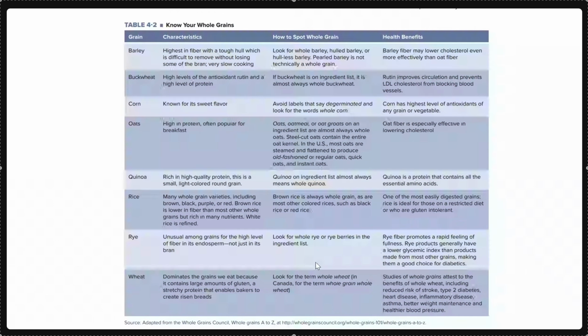So we have buckwheat. Buckwheat is also a nice one. When it is whole, it is normally very high in antioxidants. So it's a very good grain in cases of cardiovascular health and cancers due to the antioxidant levels in it. And then we have corn. Corn is normally very sweet. Corn is maize. And then we have oats. You've probably heard of oat porridge.